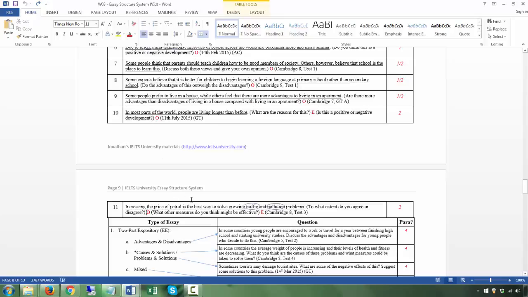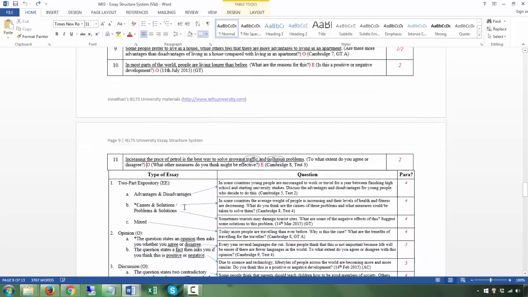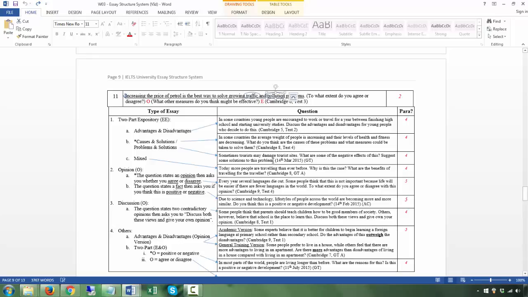But you could also encounter a question like this: increasing the price of petrol is the best way to solve growing traffic and pollution problems. To what extent do you agree or disagree? Now this is the first question, an opinion. And the second question, what other measures do you think might be effective? This is an expository. And there are, of course, two questions. And the special features, traffic and pollution problems.